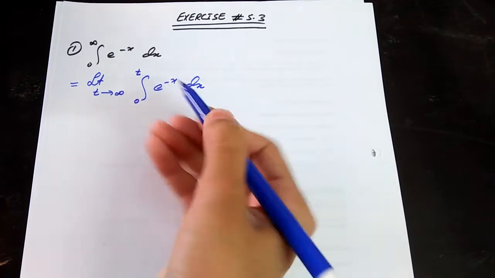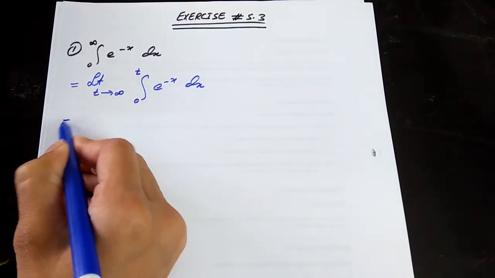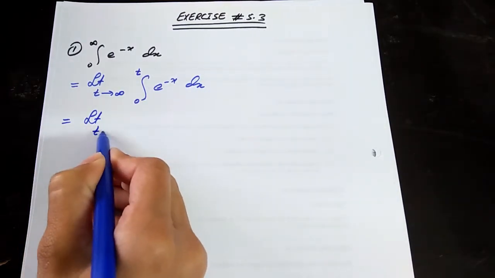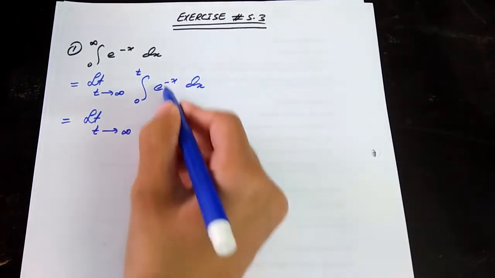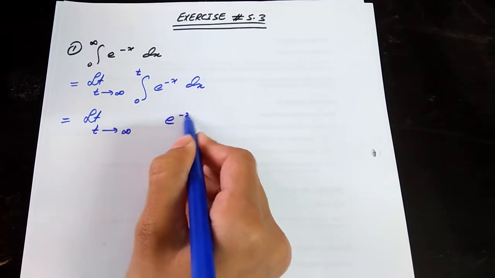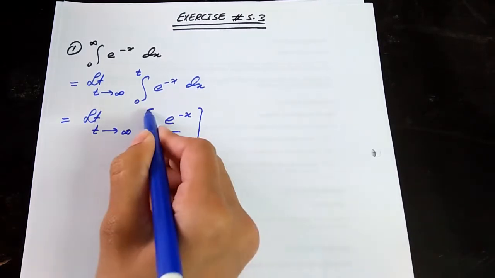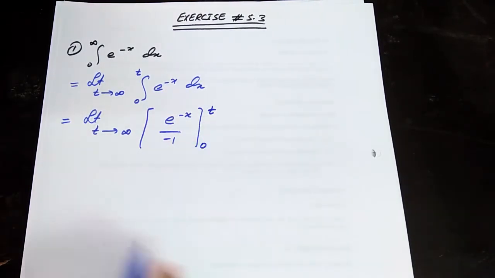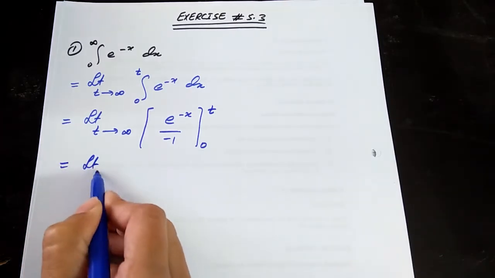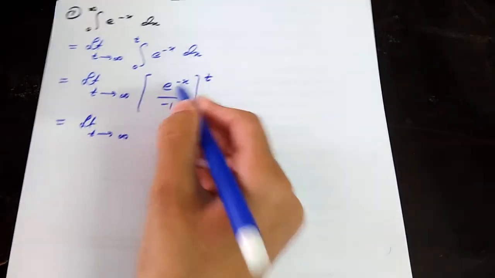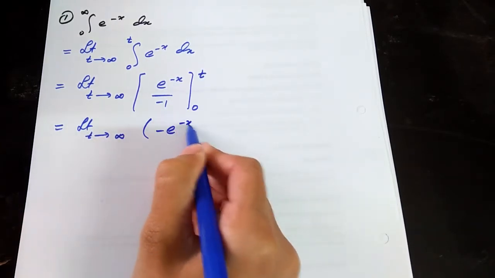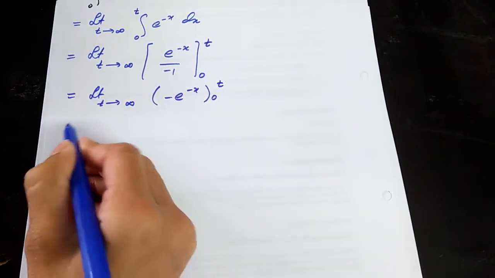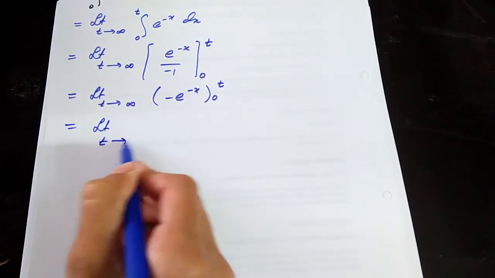Now you will integrate it as it is, like I showed you how to integrate the functions in chapter number 4. E raised to power minus x from 0 to t will be integrated as e raised to power minus x over minus 1, and the limits of integration are from 0 to t. This will become limit t approaches infinity of this thing. Now you can write it like negative e raised to power minus x from 0 to t. This will become limit t approaches infinity.